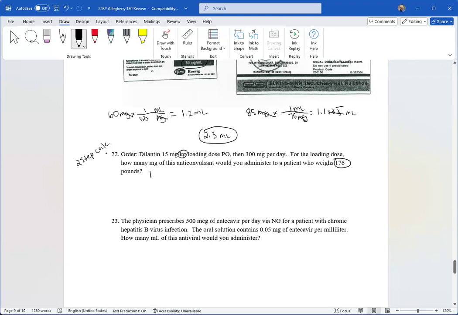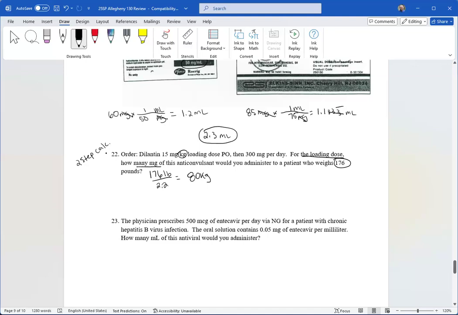I'm going to take my patient weight of 176 pounds, and I'm just going to divide by 2.2. I believe that gives me 80, but I'm going to double check. 176 divided by 2.2 is 80 kilograms. So the question is, for the loading dose, how many milligrams? That's all they're asking you to do.